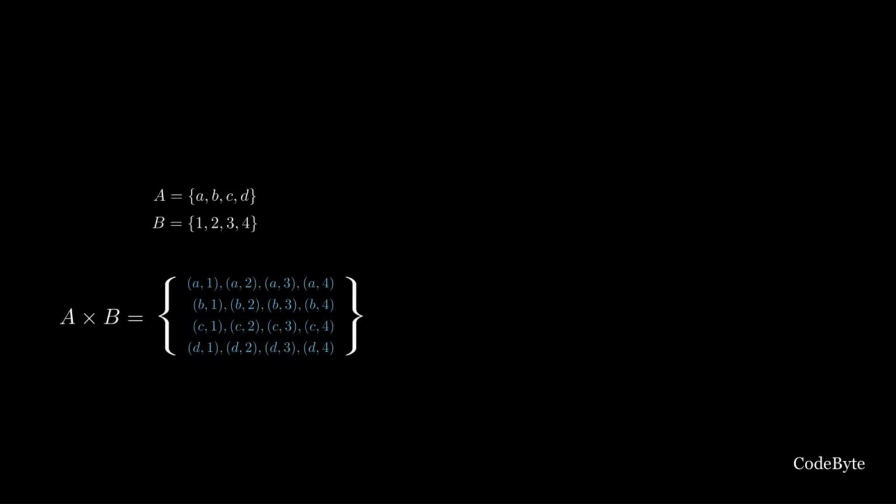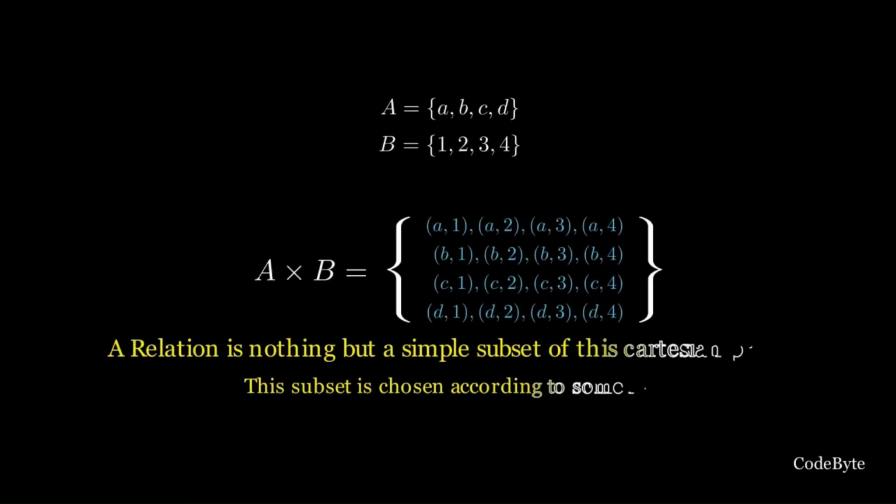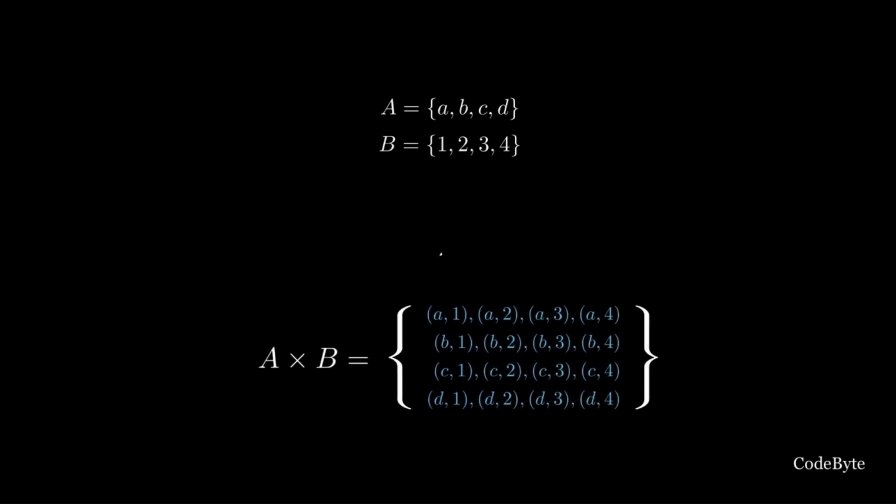A relation is nothing but a simple subset of this Cartesian product. This subset is chosen according to some condition or logic.